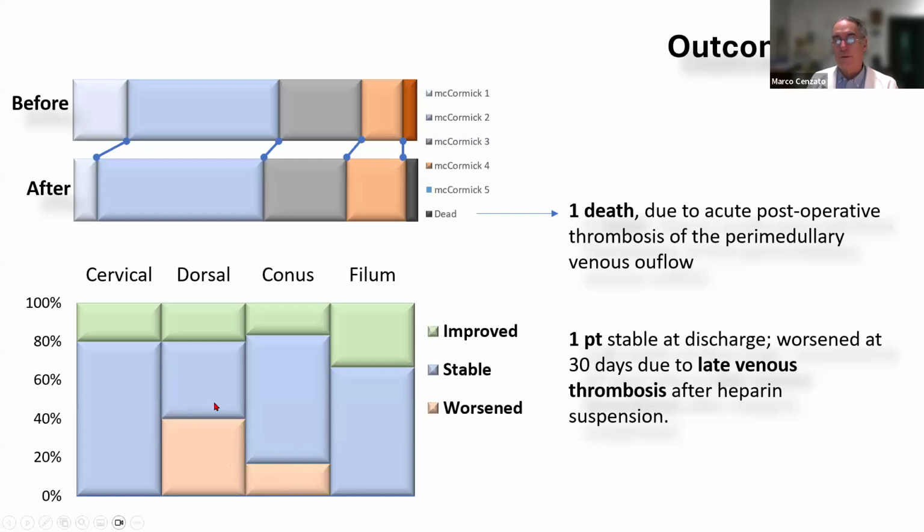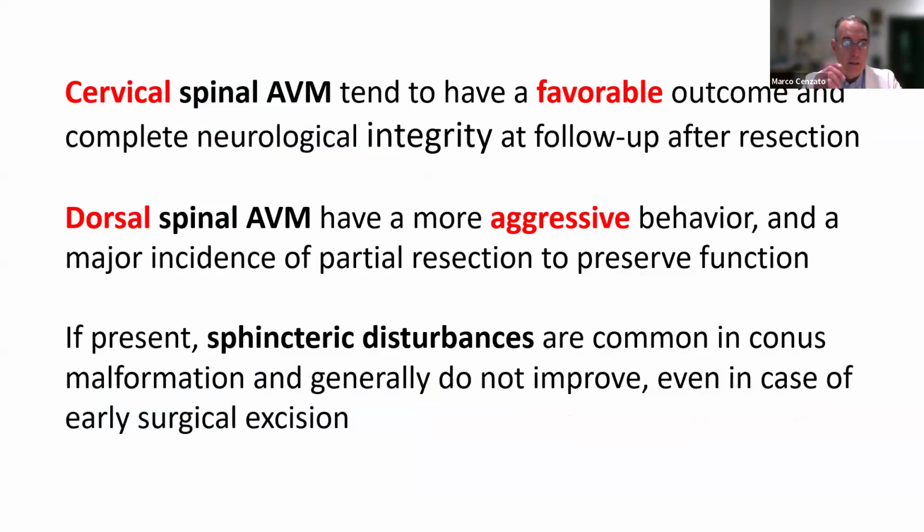And dorsal probably because the circulation is the less represented is more fragile. To conclude, the cervical spine AVM has a better outcome in our experience. Dorsal has a more aggressive behavior.